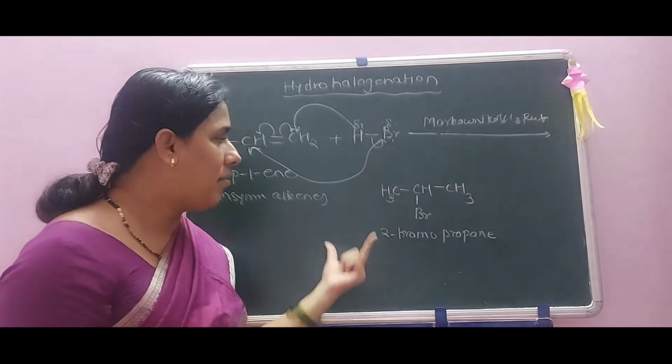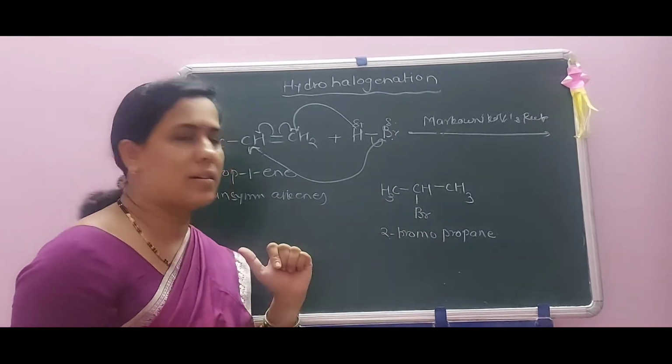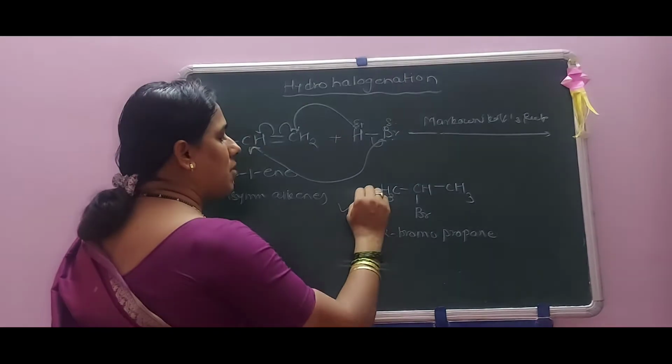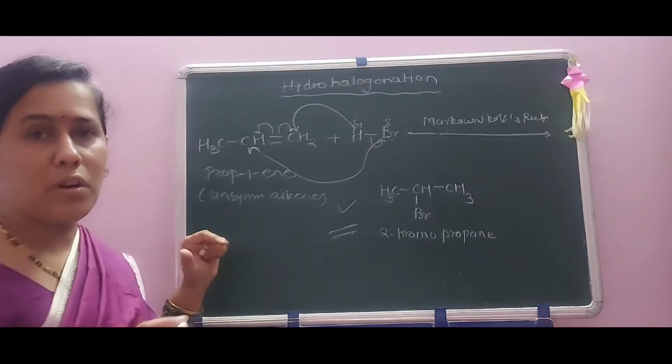Previously we had written two products. Now, which product is the correct one? The first product, whatever I have written, is the correct one according to Markovnikov's rule.